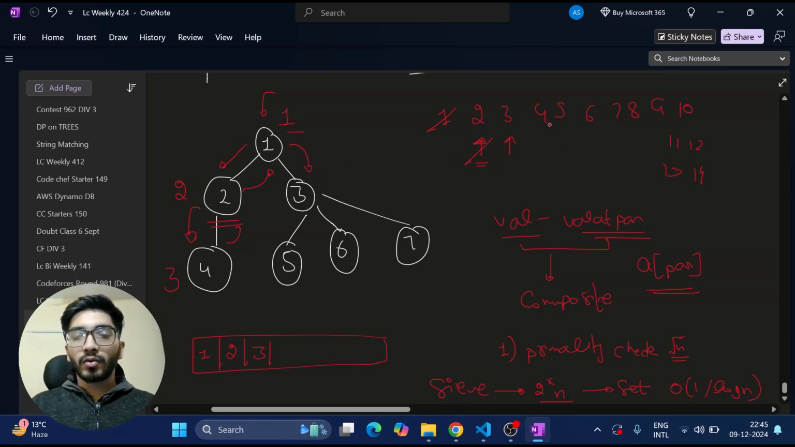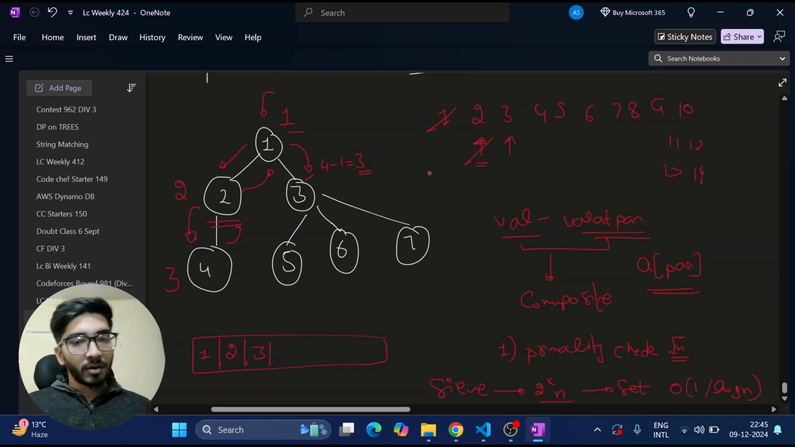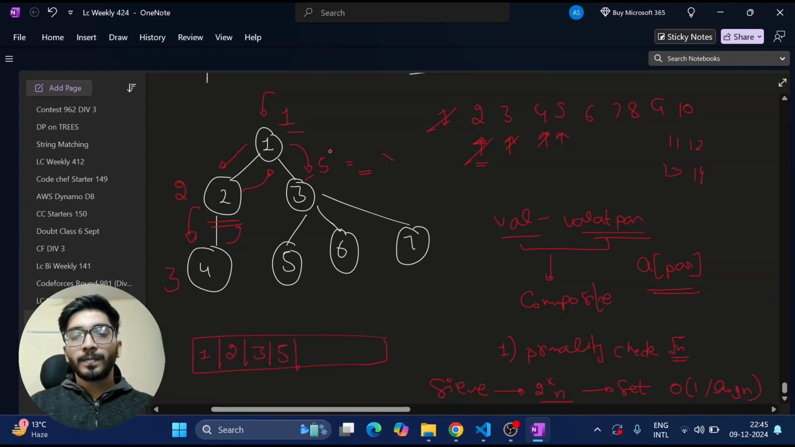So can I put 4 here? No, because if I put 4 here, 4 minus 1 will be 3. It's a prime, and how can I check whether this is a prime or not? If this number is present in my set, what I'm gonna do, I will just increment my pointer. So now it's 5 minus 1, which is 4. Yes, 4 is not a prime number. So in this case, I know I can use 5 over here. Let's finalize this.